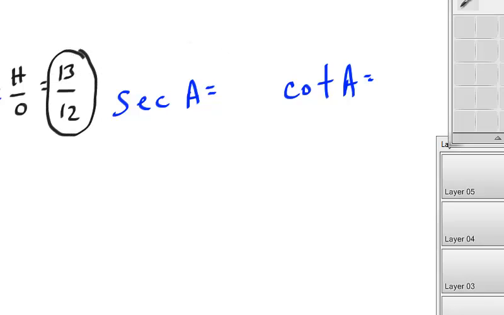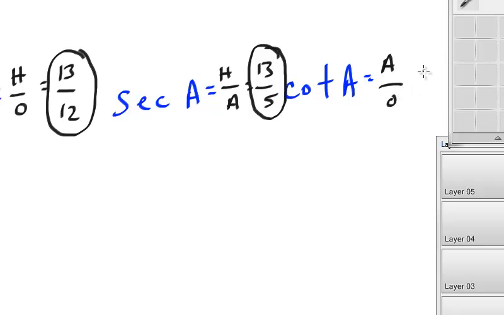The secant is, of course, the inverse of this. So it's h over a, which is 13 over 5. No funny business there. And the cotangent is the inverse of the tangent, opposite over adjacent, which would be adjacent over the opposite. And that would, of course, be 5 over 12.